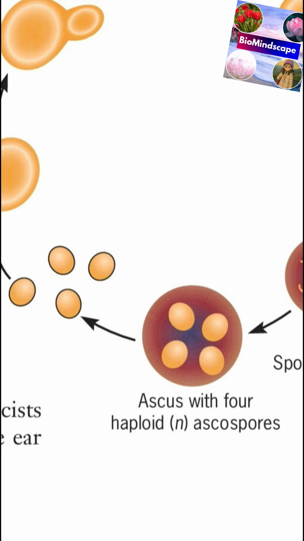So the next step which is occurring here is germination of the ascospore. When the conditions become favorable, ascospores are released and each ascospore germinates, forming a haploid yeast cell. And the cycle starts again.